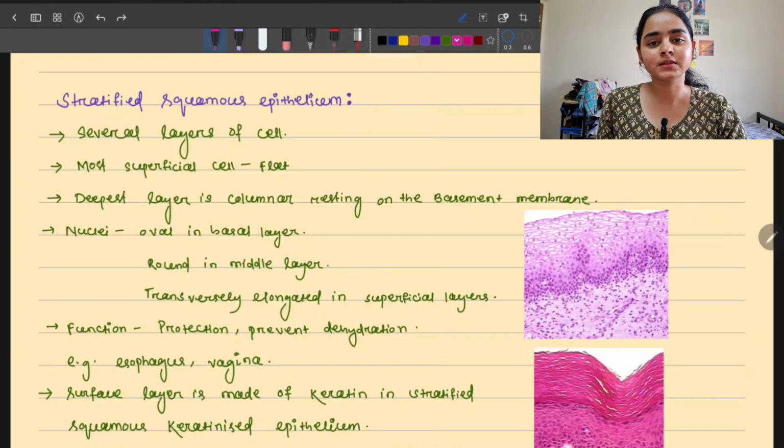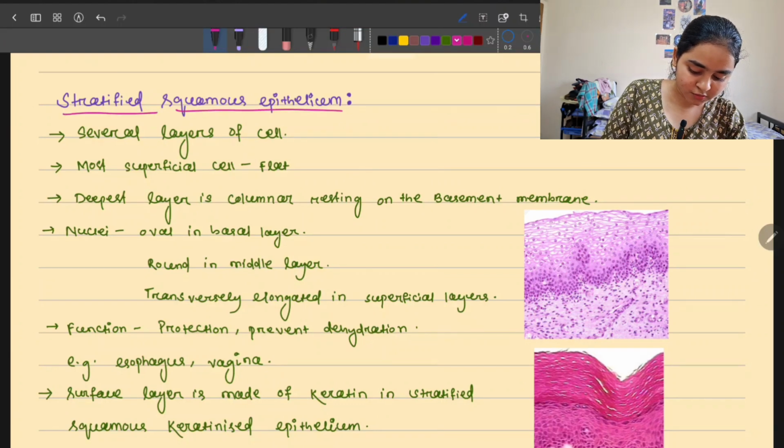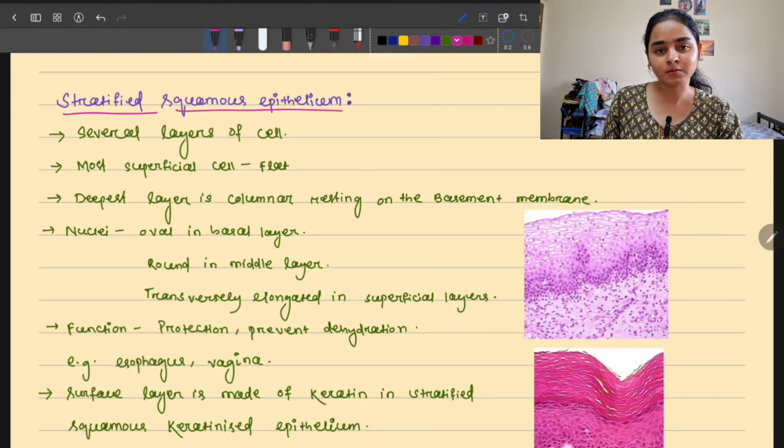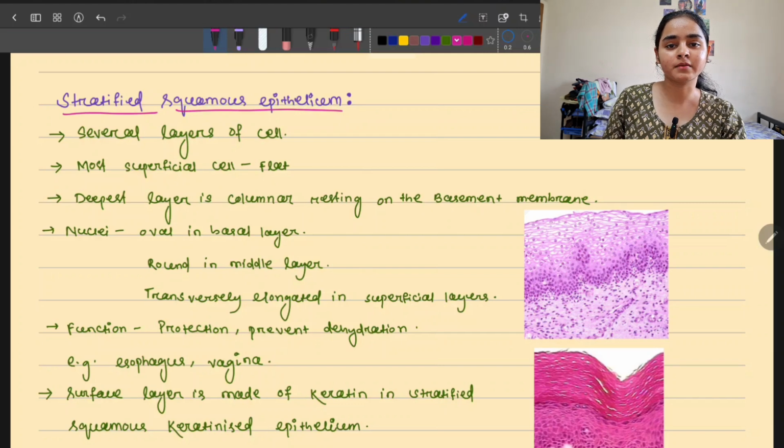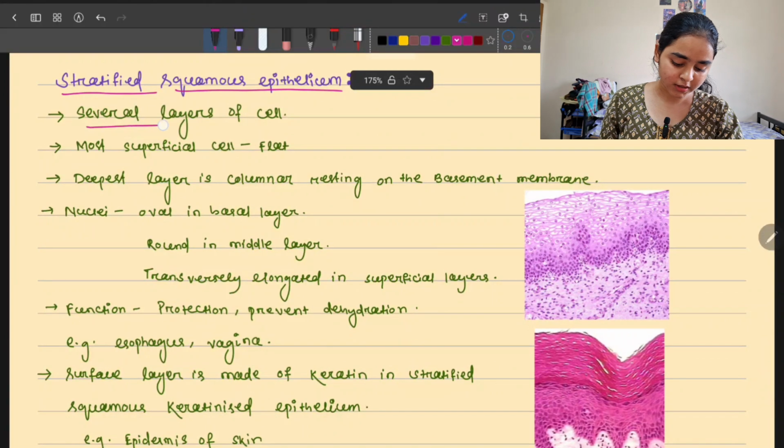As we are done with the simple epithelium, now let's get into the compound epithelium. So in the compound epithelium, the first thing is the stratified squamous epithelium. Stratified squamous epithelium is of two types: stratified squamous keratinized and stratified squamous non-keratinized. So what are the features?